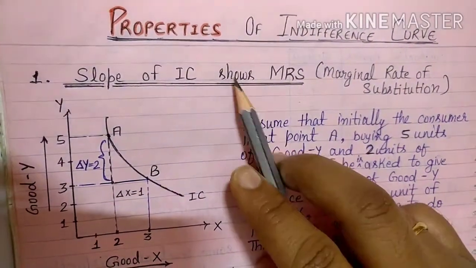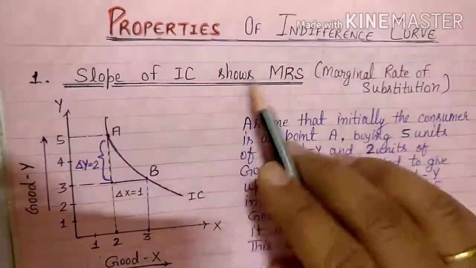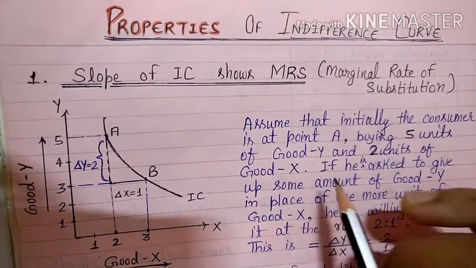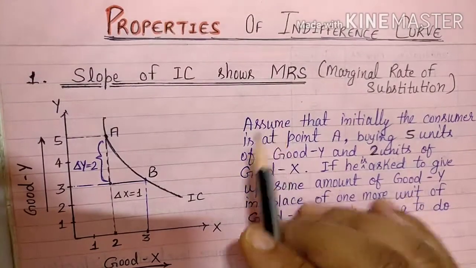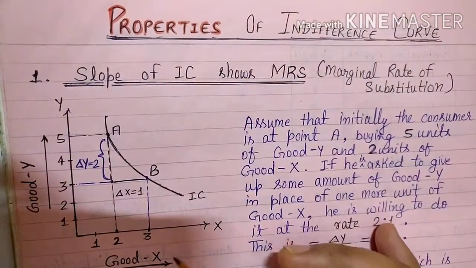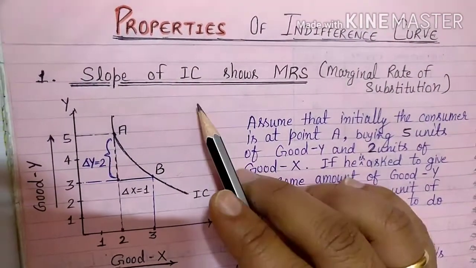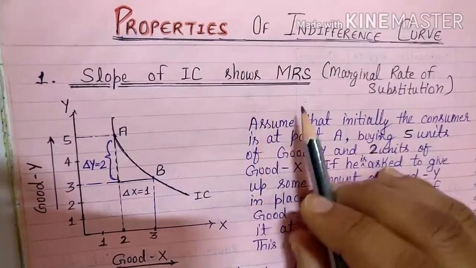Now we'll talk about properties of indifference curve. It is a very important topic, properties of indifference curve. As we have learned about indifference curve, it's necessary to learn about the properties also, which we have learned after observing the indifference curve. So the first one is what? Slope of IC shows MRS.